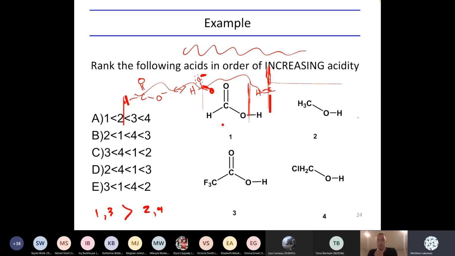We can't really use the criterion of resonance structures to separate 1 and 3 because they both have 2 resonance structures. Now, one difference between these, though, is that number 3 has that CF3 group that's attached, and 1 does not. 1 just has a hydrogen. Do you think that CF3 is going to make this a stronger acid or a weaker acid?